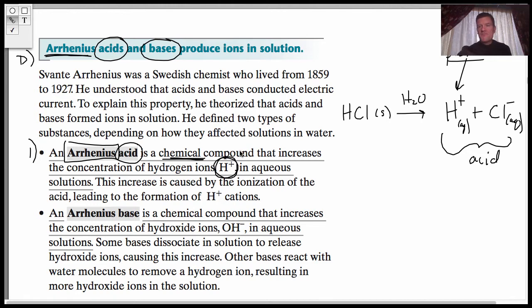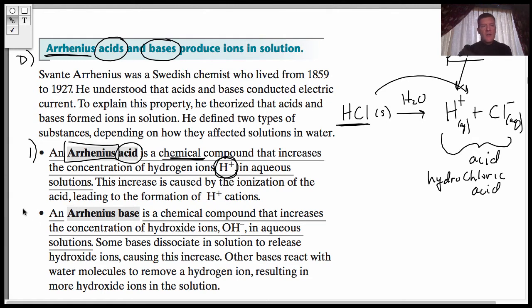So this is the compound hydrogen chloride. You put it into water and it becomes an acid. Now we call it hydrochloric acid. It's hydrochloric acid when it's put into water and ionizes.